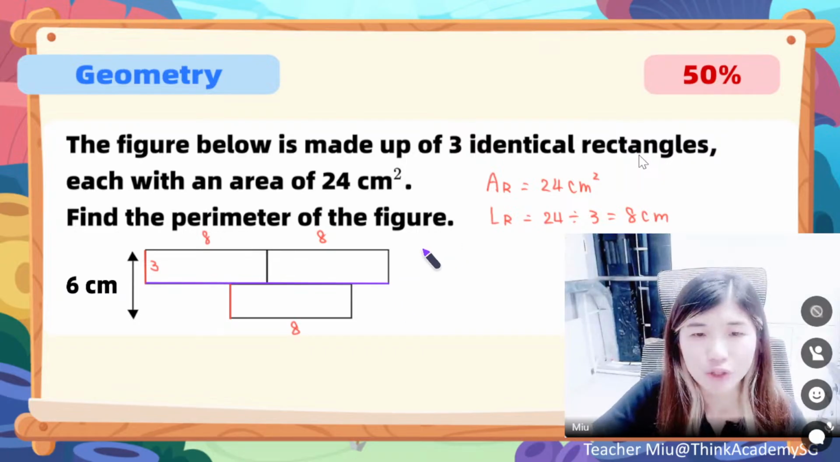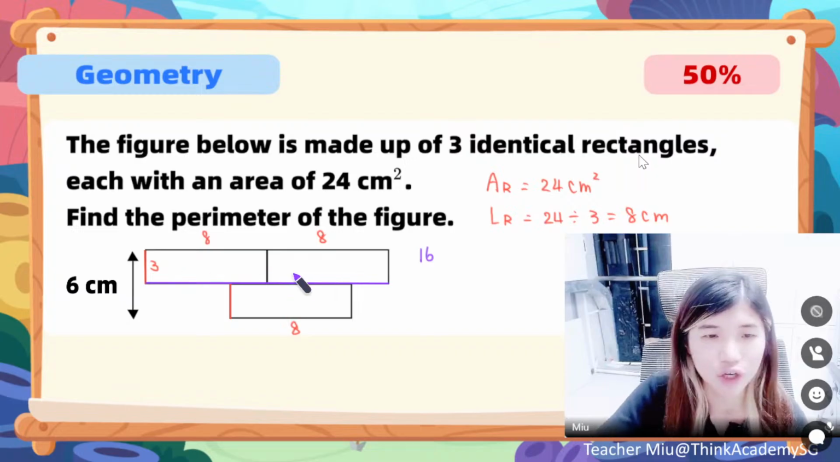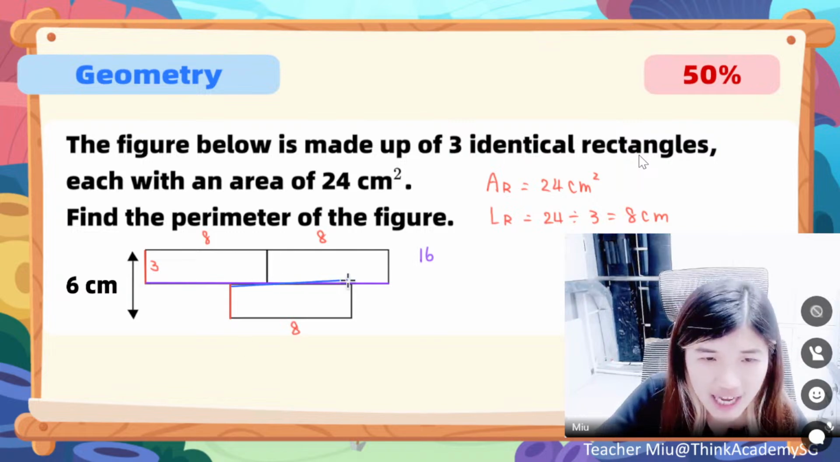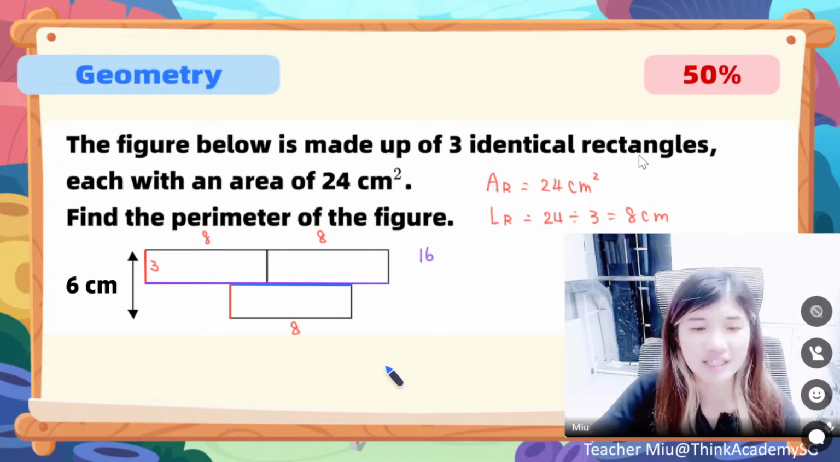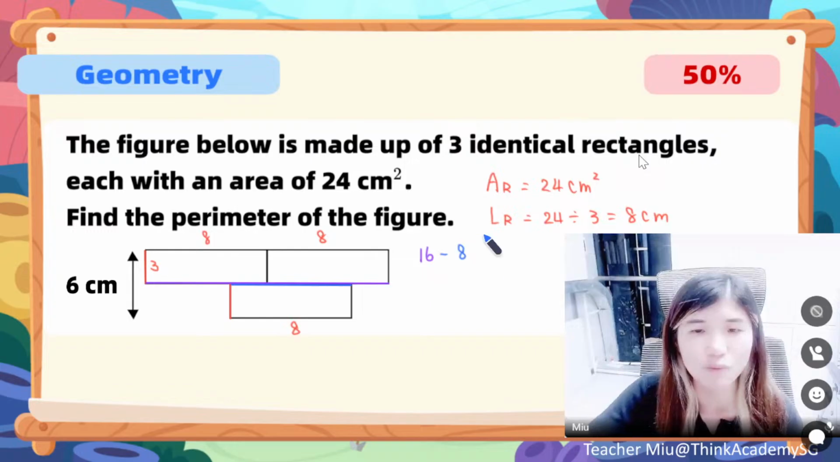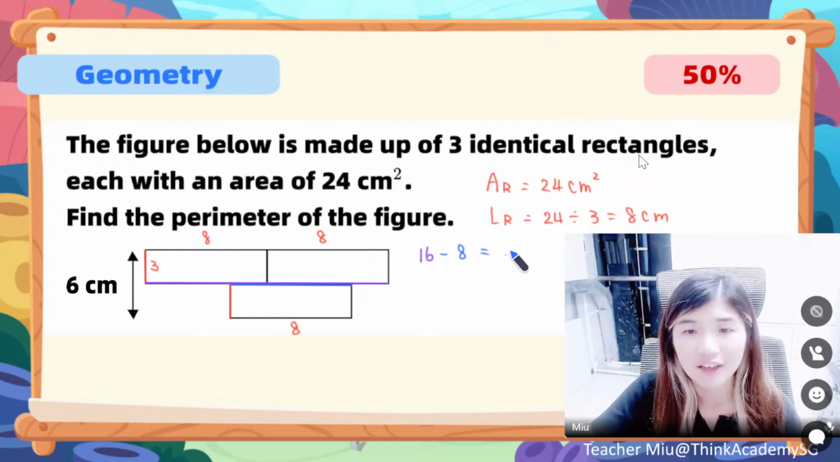It's supposed to be 16, right? Because you got 2 lengths here. For this 16, you need to take out the blue color one, which is actually the part that you don't want. It's not the perimeter, right? Which is 8. So that is 16. Take away 8 to get the rest of these 2 parts is supposed to be 8.